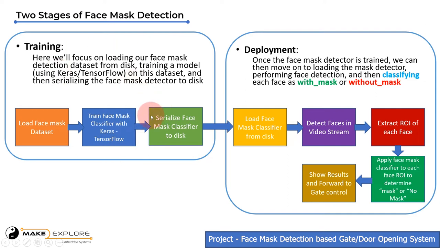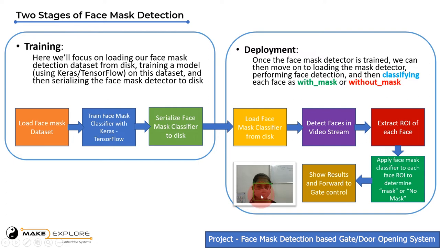As a prerequisite, we need to first train the system to differentiate faces as with mask and without mask. And then after training, here comes the deployment part. Once the face mask detector is trained, in the detection part, we can then move on to loading the mask detector. The system will invoke the camera and try to detect faces in the live video stream. Then next, we will extract the ROI, meaning region of interest, from each face's frame. Then, the face mask classifier will be applied to the region of interest of each face to determine whether the user is wearing a face mask or not.